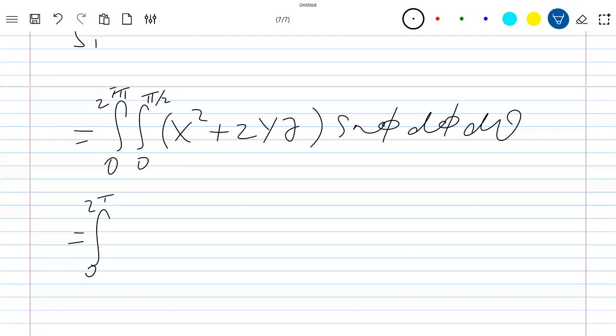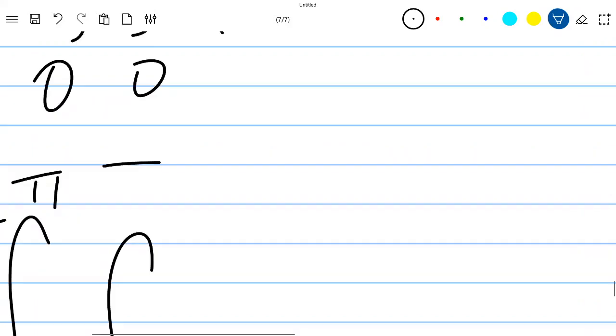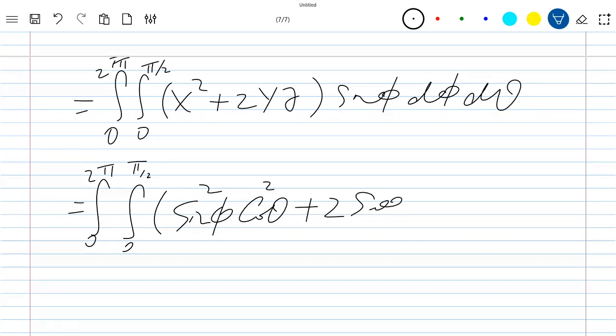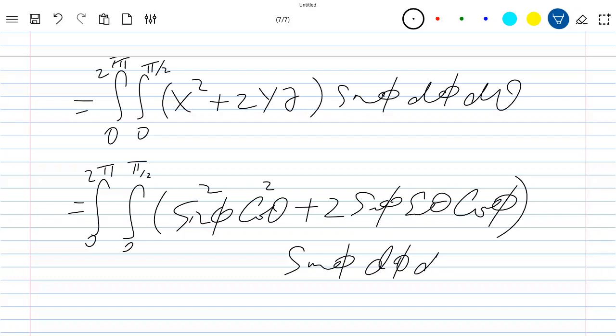We have to write down x, y, z all in terms of theta and phi. Right, what is x? x is sine phi cosine theta, and square it, and y is sine phi sine theta, and z is cosine phi. Okay, all of this times sine phi d phi d theta.